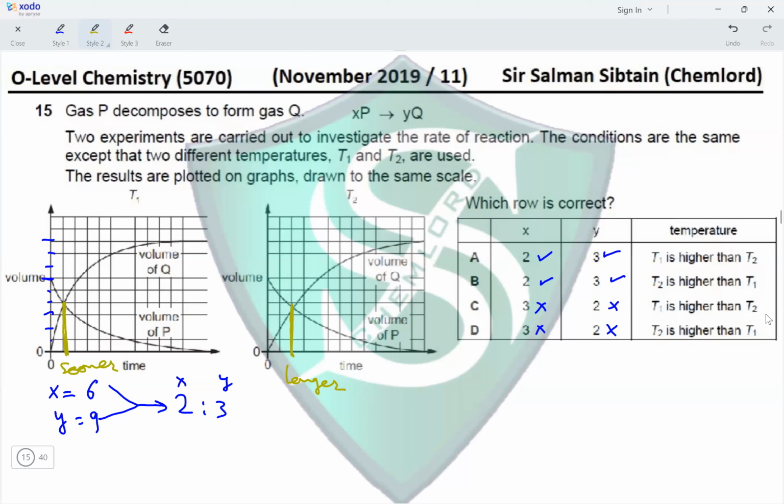So it is sooner for T1. So if T1 has the volumes changing sooner, that means T1 is a higher temperature. So in option A, T1 is higher than T2 is correct. In option B, T2 is higher than T1 is wrong, making option A the correct option for this question.